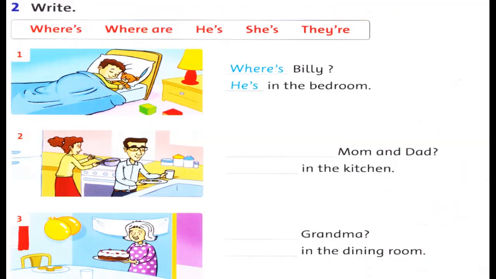2, write: with, where are, his, she's, there. 1, example: Where's Billy? He's in the bedroom. 2, look at the picture, dad and mom. Where are mom and dad? They're in the kitchen. 3, look at grandma. Where's grandma? She's in the dining room.